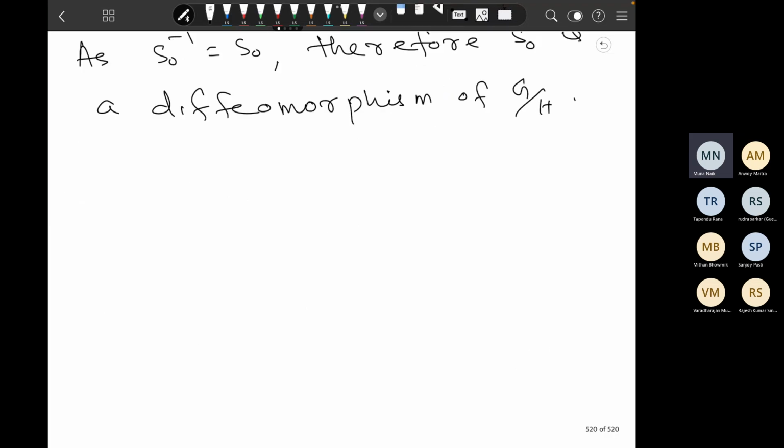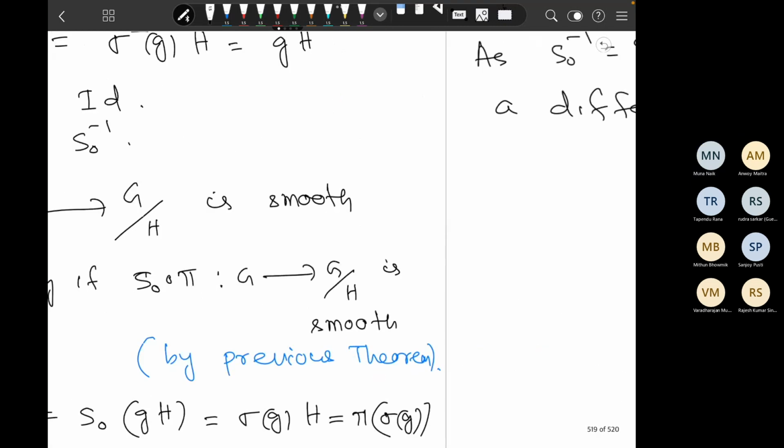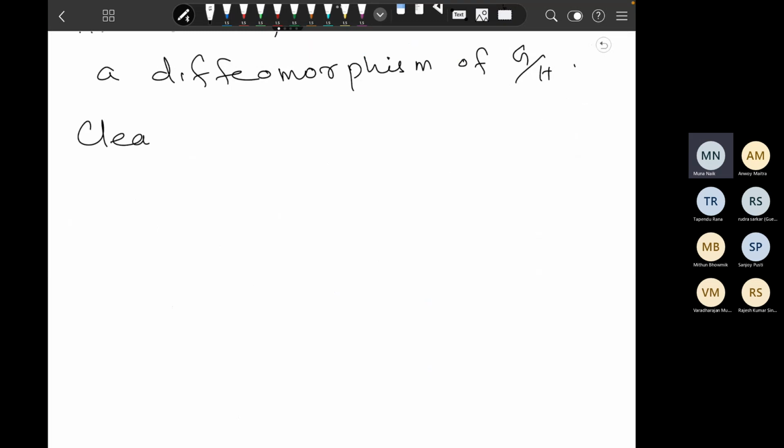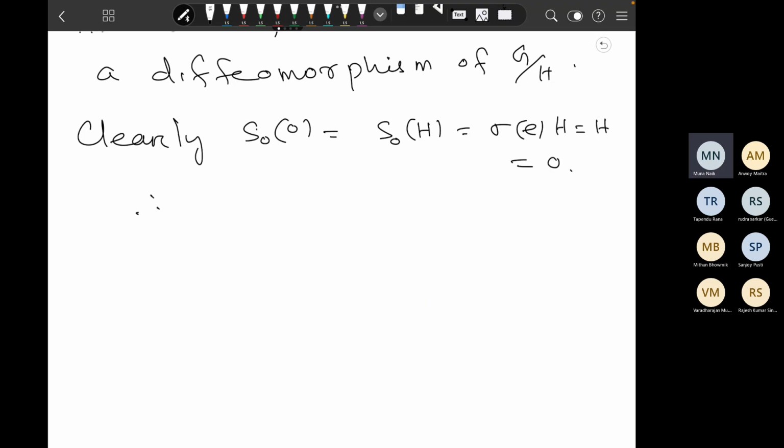Now it is clear that S_o of o is equal to S_o of eH, and this is really sigma(e)H. This is H, and this is o. Hence, S_o(o) is equal to o.